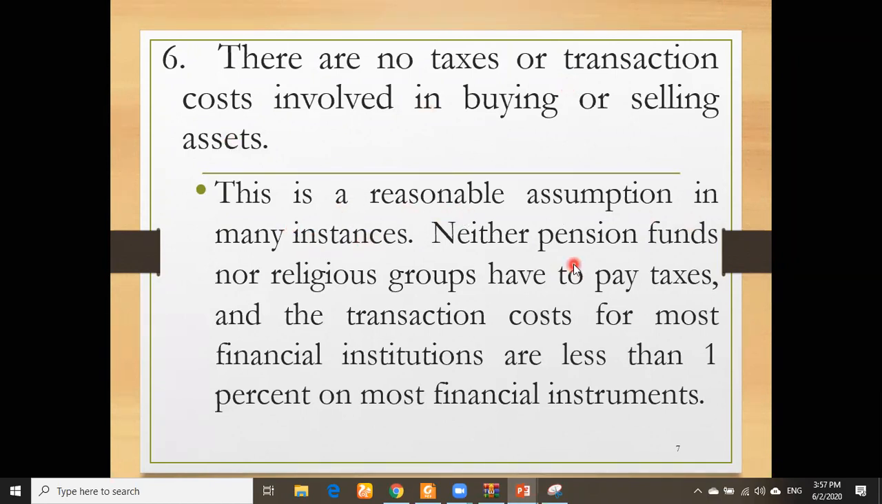In many instances, pension funds or religious groups do not have to pay taxes. There are some mutual funds and pension fund companies, for example in Pakistan, the Old Age Benefit Institution of Pakistan, OBI. Whenever they invest their capital in different securities, they are not required by law to pay any taxes on the returns generated from that capital. So there are other groups as well which are relaxed on this.